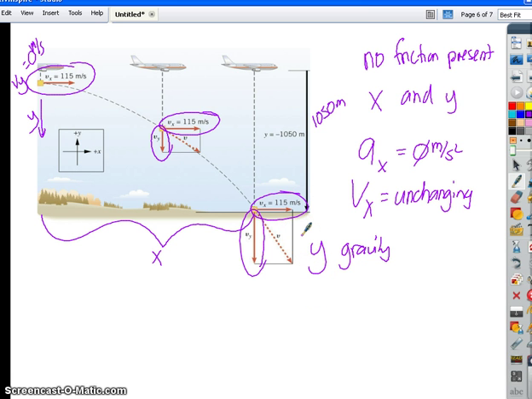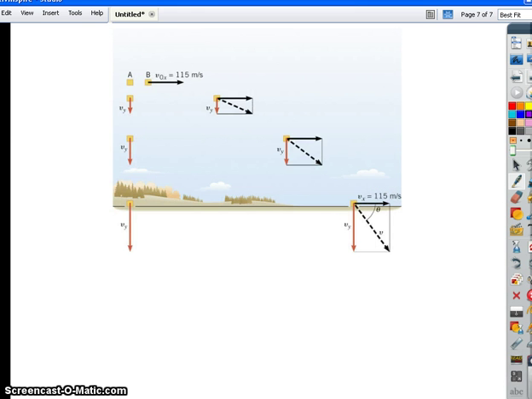So we have to realize that very quickly. Projectile motion. X direction velocity doesn't change. Y direction velocity does. Okay? So, how do we solve this question? The biggest tip I can give you.